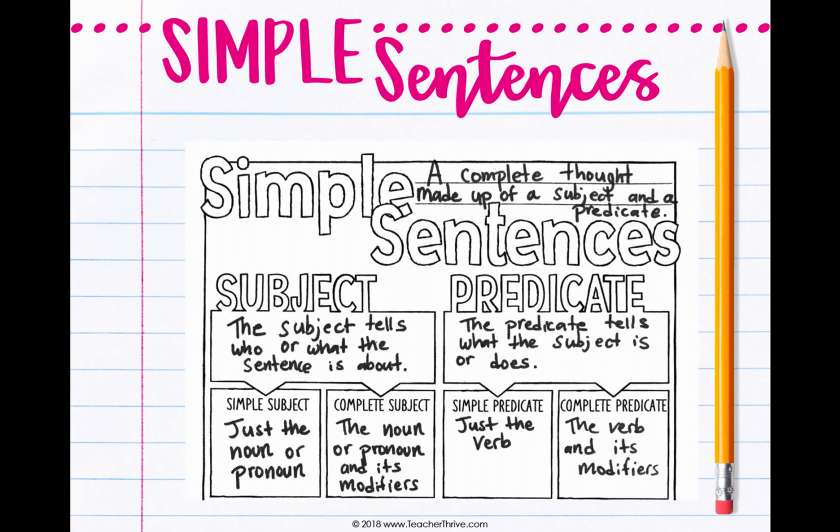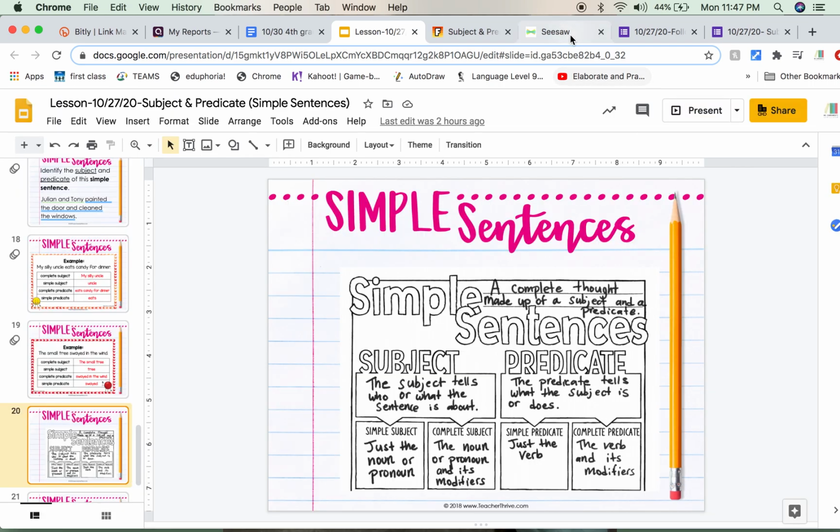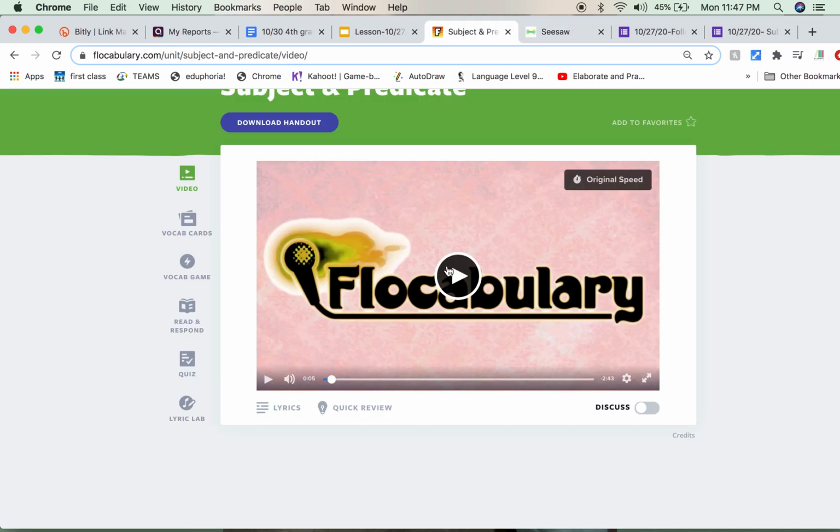So now we're going to highlight our notes in Seesaw and type in the text boxes. And once again, the subject is always who or what the sentence is about. The predicate tells what the subject is or does. The predicate has the verb and the subject has the noun or pronoun. And a simple sentence is a complete thought made up of a subject and a predicate. And a sentence that's simple has two parts, the subject and the predicate. Before we fill out the notes, you're going to be watching the vocabulary video.